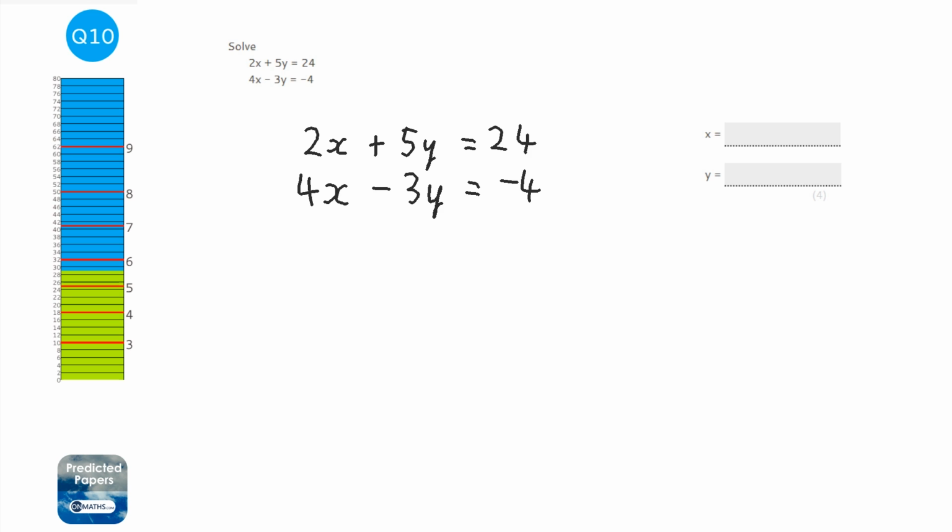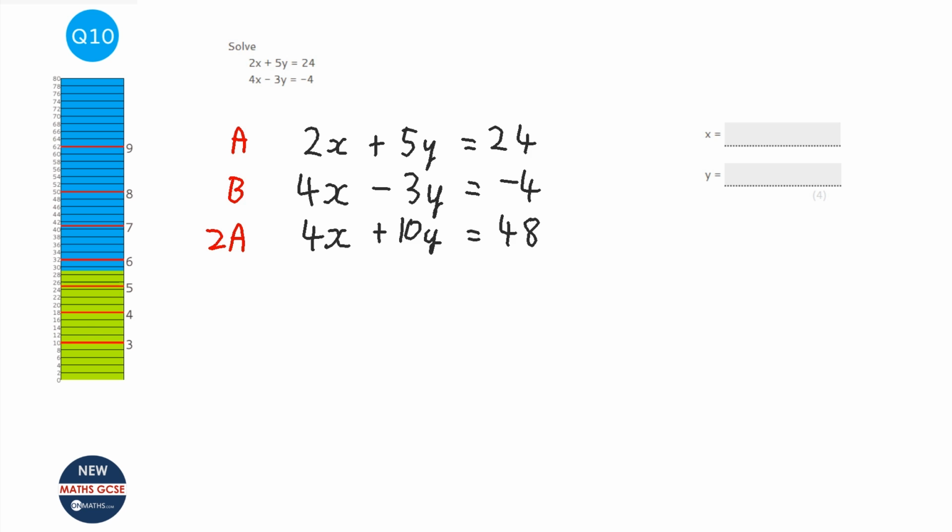The first thing is I need to get either the x's or the y's the same coefficient. So the number before them needs to be the same, ignoring signs. Now looking at this, and I'm going to label these A and B. Looking at this, if I double A, then the x's would become the same because they both have a coefficient of 4. So what I'm going to do now is I'm just going to write 2A. So I'm going to double everything in A. So double the 2x to make 4x to make the x's the same. Double the 5 before the y, so that's 10y now. And double the 24 to make 48.